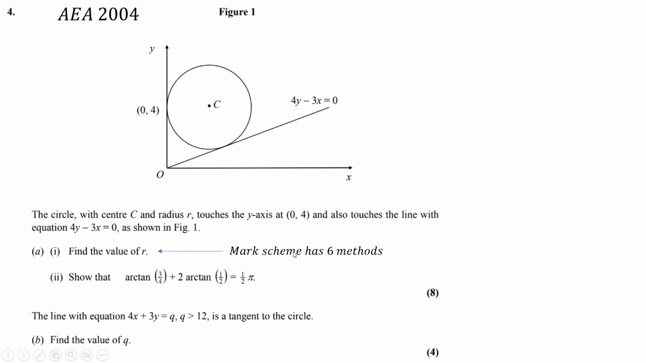Can you find, and could I find, 6 different ways to find the radius of this circle based on the information that they've given me? Could I even find more than that? Could I find a way that the mark scheme hasn't got?